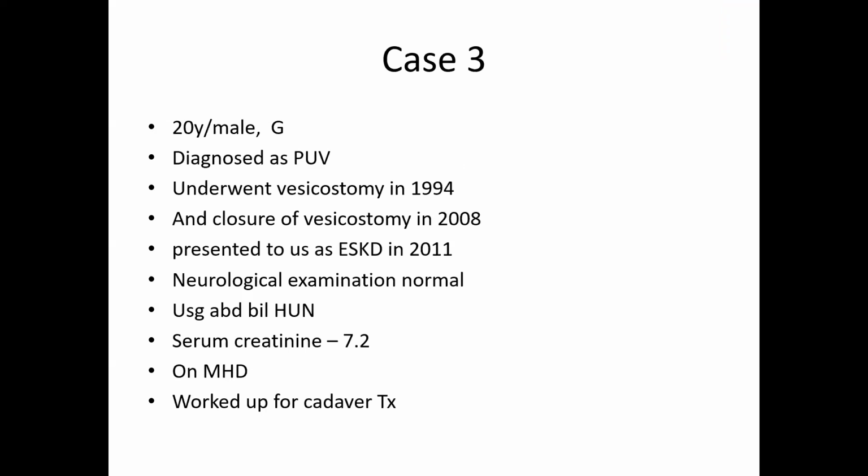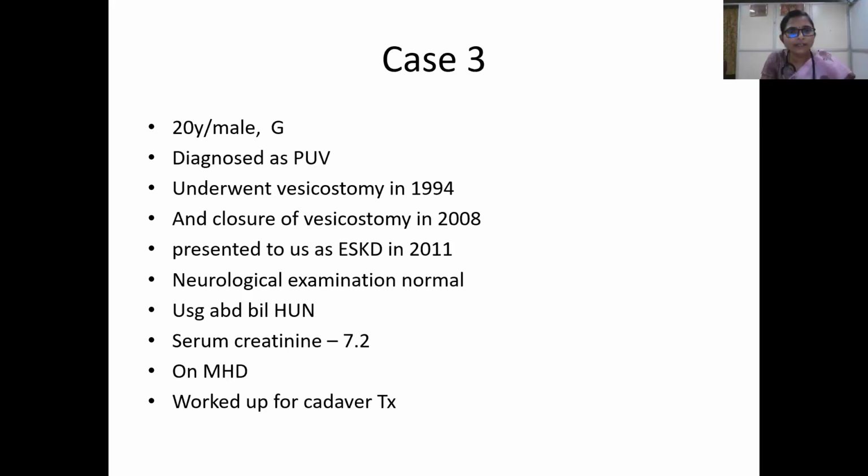A 20-year-old male diagnosed as PUV underwent vesicotomy in 1994 and closure of vesicotomy in 2008, presented to us as ESKD in 2011. Neurological examination was normal. Ultrasound showed bilateral hydroureteronephrosis. Creatinine was 7.2 on maintenance hemodialysis. Worked up for cadaveric transplant. These are the graphs.